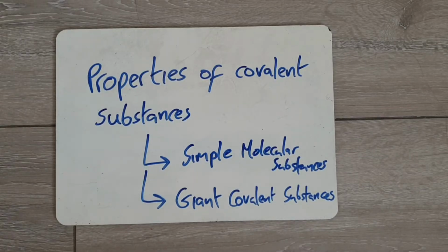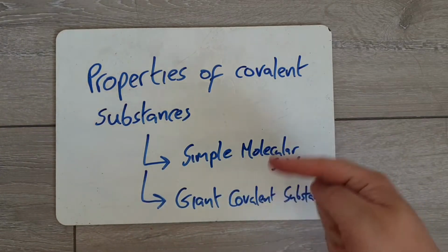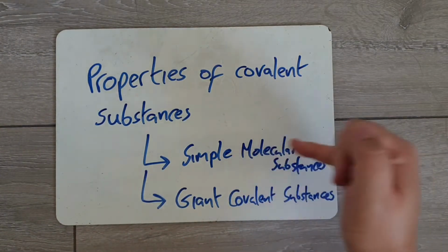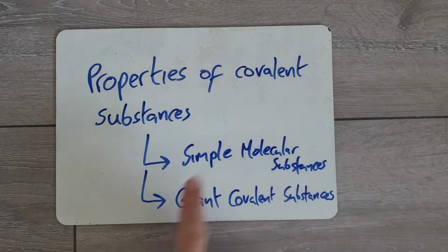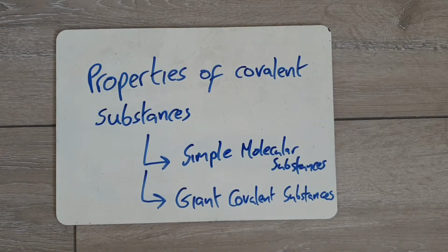Okay folks, so today's video we're going to look at the properties of covalent substances, and that falls into two categories. We're going to look at the properties of simple molecular substances and giant covalent substances. So the first one, what is a simple molecular substance?